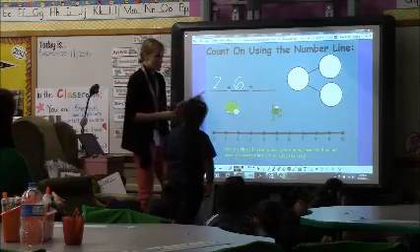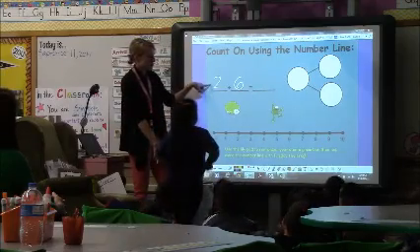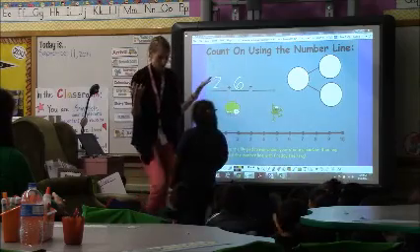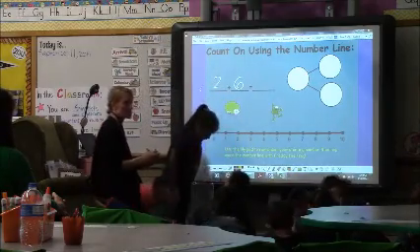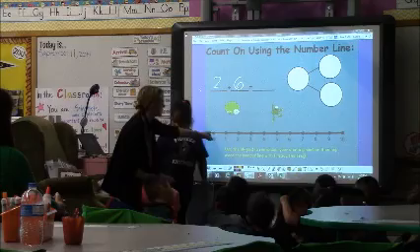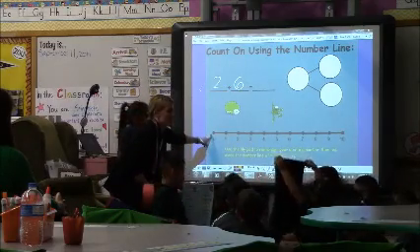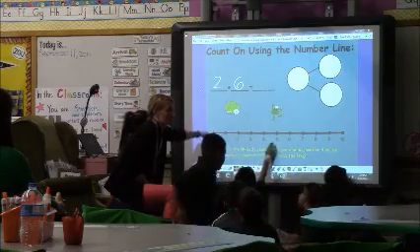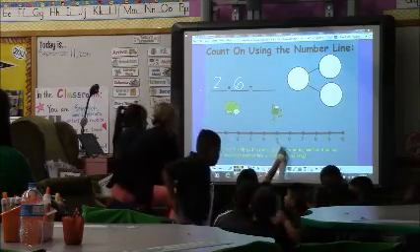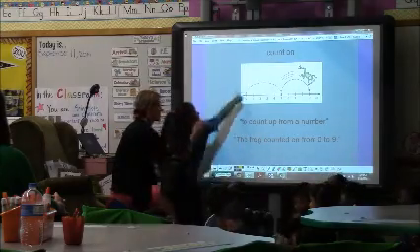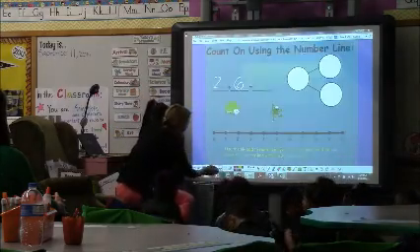What is my addition sentence, class? 2 plus 6 equals. And we have to solve it. We're going to use what? What's our strategy that we're learning today? We're going to use the number line. Good. I need to hear everybody. We're going to use the number line because we are counting on. Nice job.